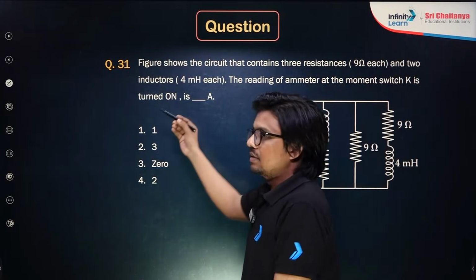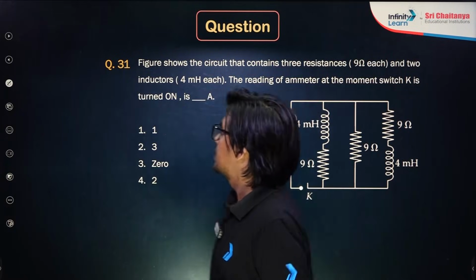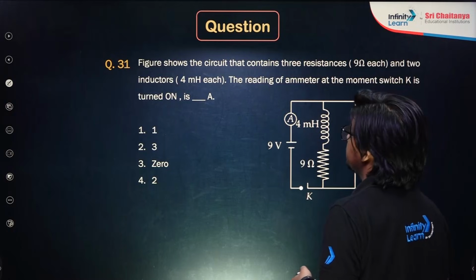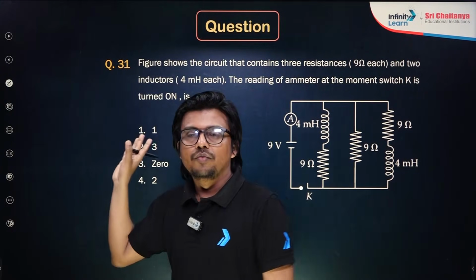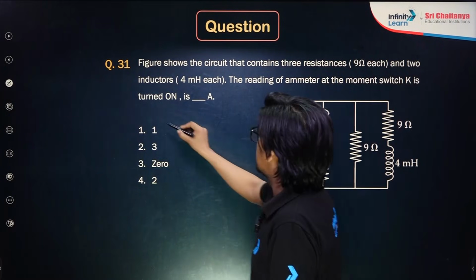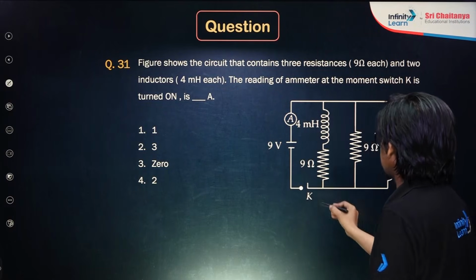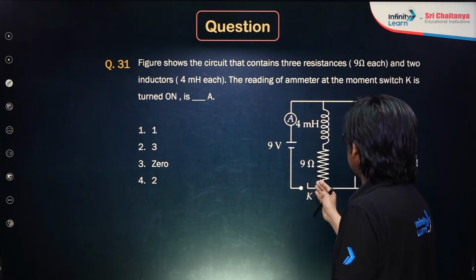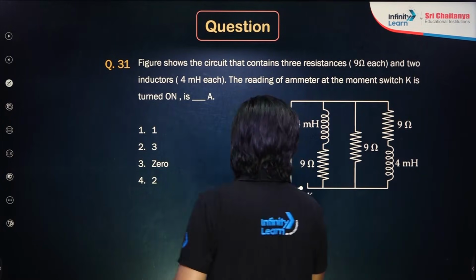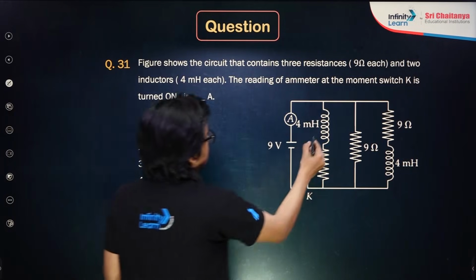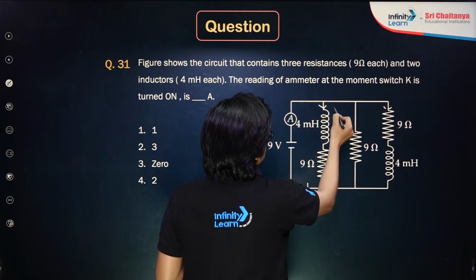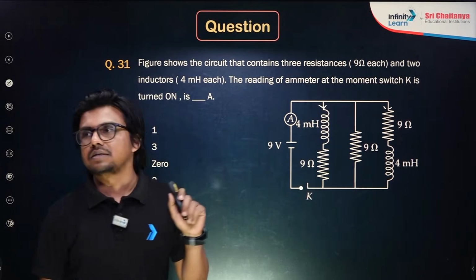Now let's see question number 31. The figure shows a circuit that contains 3 resistances of 9 ohms each and 2 inductors of 4 millihenry each. The reading of an ammeter at the moment switch K is turned on is? Here is the switch. As soon as you make that switch on, the current through the inductors at that instant, at t equal to 0, is 0.